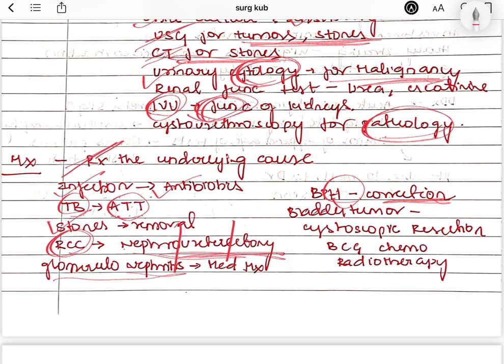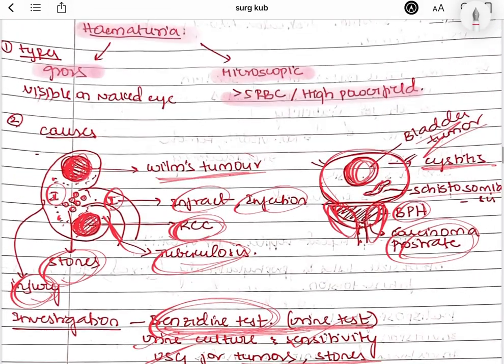You'll go through the urethra, TURP. There is one surgery called TURP, right? Transurethral resection of the prostate. So you'll do that surgery. If it is any bladder tumor, you'll remove it. It can be by cystoscopic resection or chemotherapy and radiotherapy, right? So this is about hematuria.